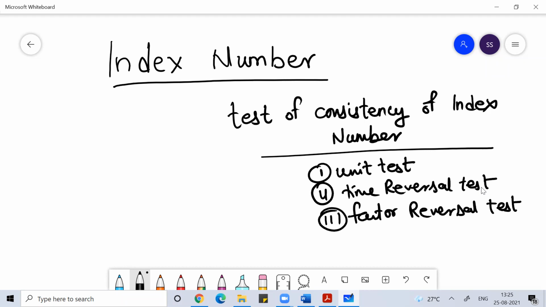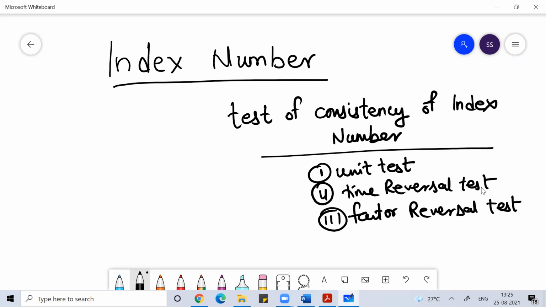So what are these tests? Why are we talking about these tests? Because you know that we have different methods to calculate the index number. You remember we have the weighted method and the unweighted method. In the unweighted method, we had the simple aggregate method and the simple average of relative method. In the simple average of relative method, we can calculate by arithmetic mean or by geometric mean. Then we have weighted aggregate methods like Laspeyres, Paasche, Dorbish-Bowley, Walsh, Marshall-Edgeworth, Fisher. Then we have the weighted relative method.